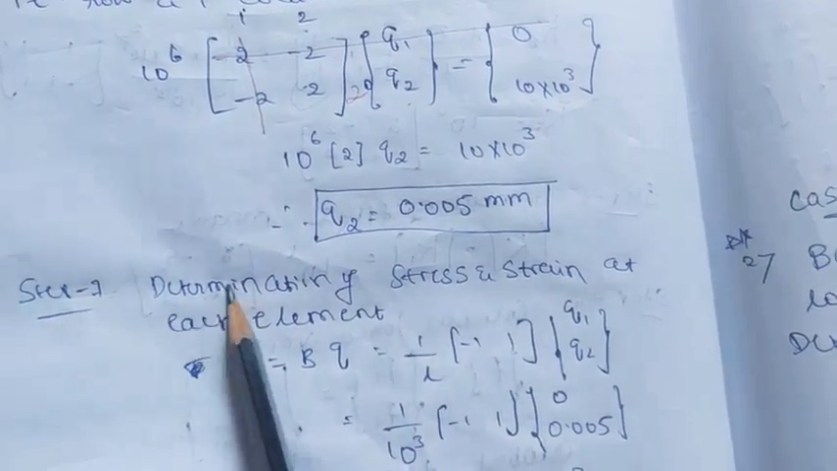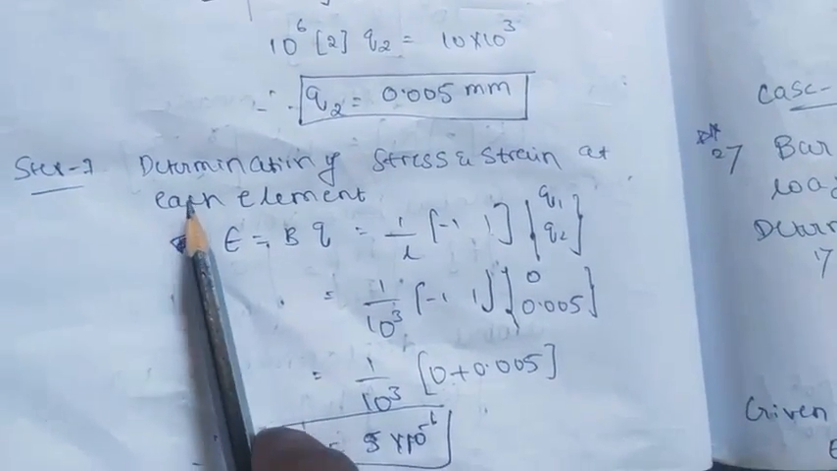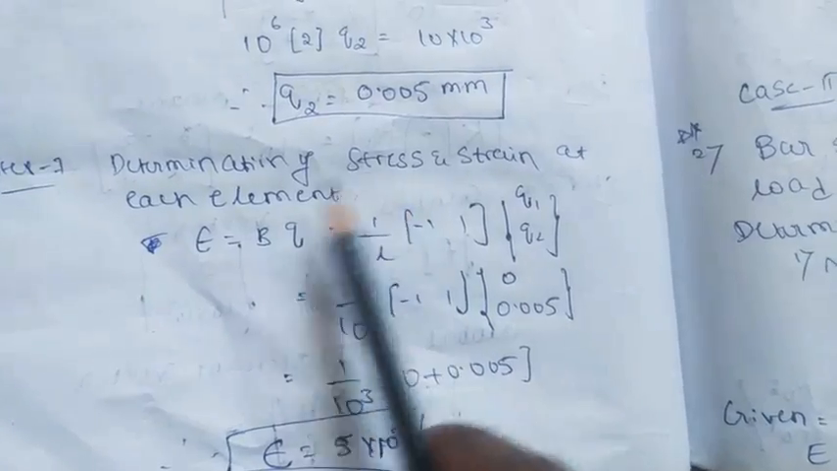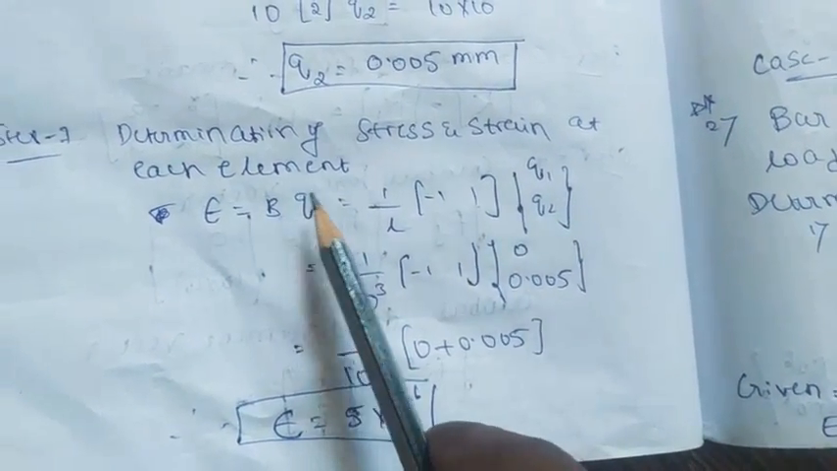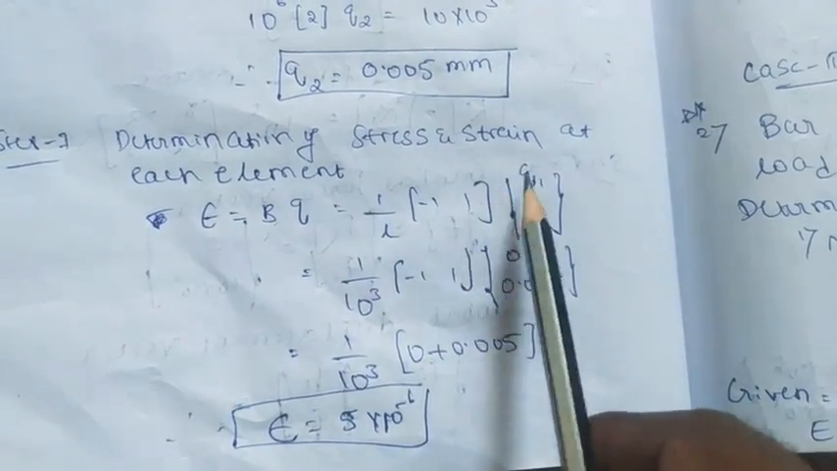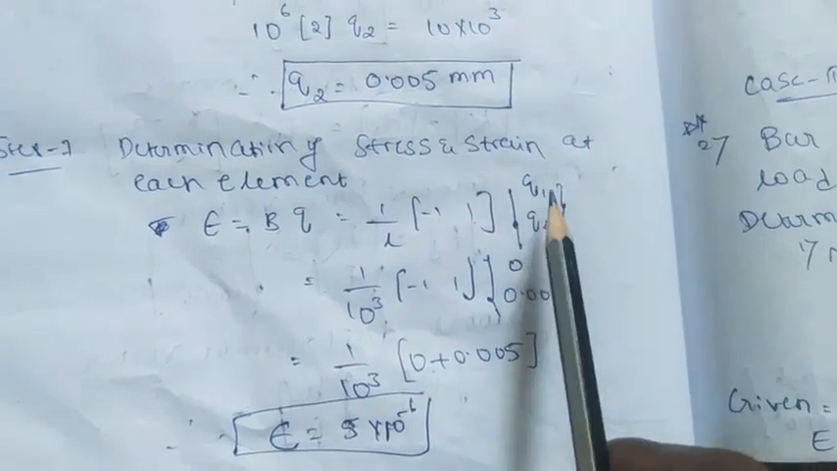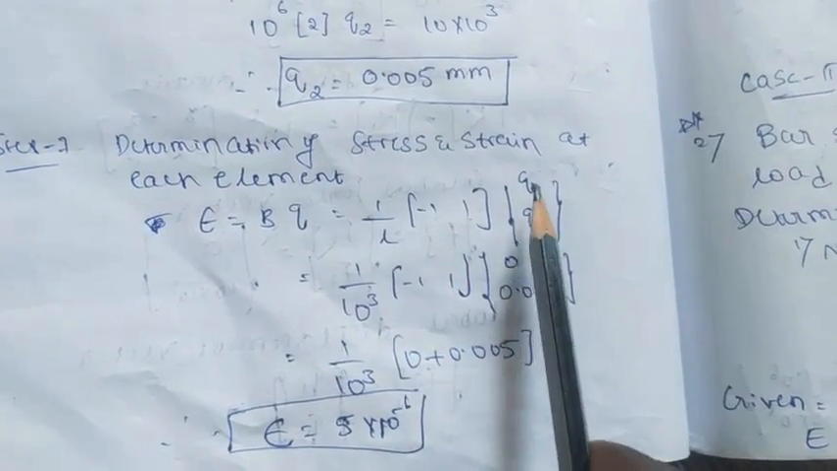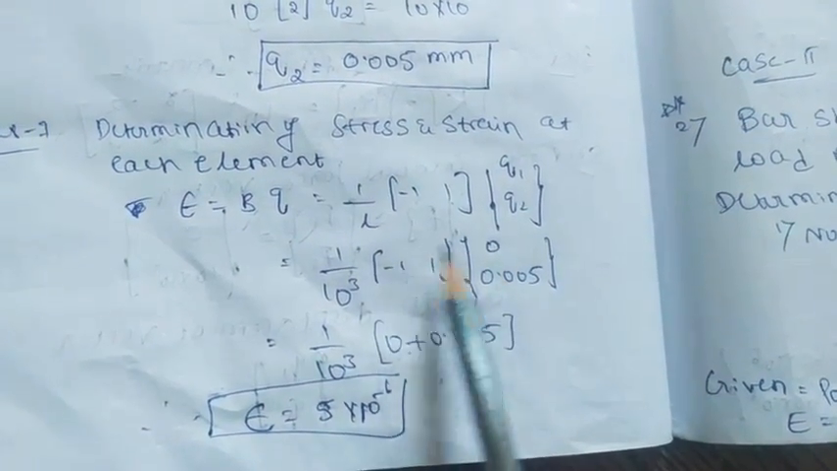Similarly, step number 7. We got the nodal displacements. The next question is to find the stress, strain, as well as the reaction. First we need to find the strain, and then the stress. We know strain is the strain-displacement matrix into Q, that is B into Q. We know B is 1 by L times minus 1, 1, and Q is the displacement vector Q1 and Q2. We know Q1 is 0 and Q2 we already found, and you do the matrix multiplication.